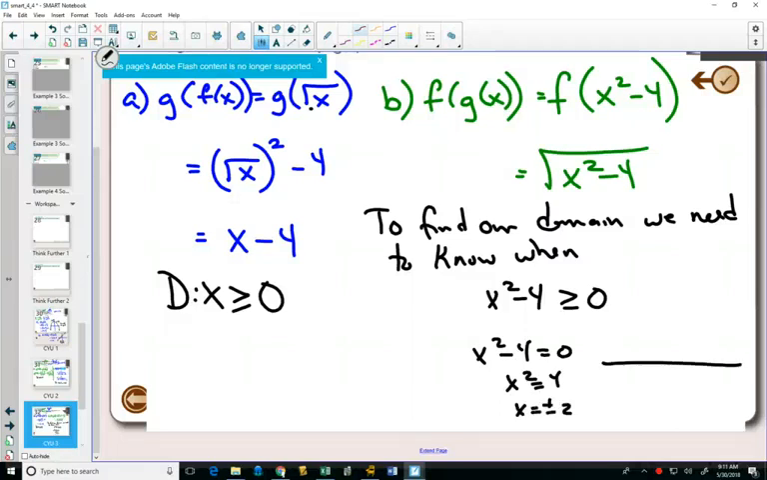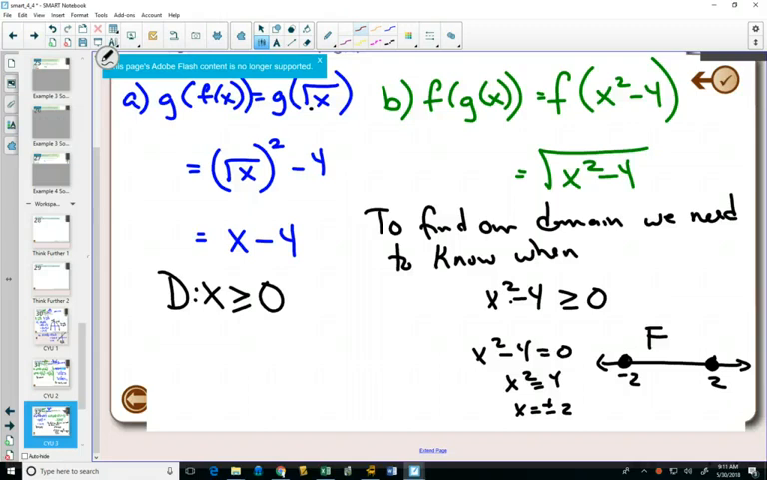We can draw our number line with minus 2 and 2. It can equal 0, so those could be filled in. And you could find out where is it true, where is it false. You can find out where it's true or false in two different ways. The most common way is plugging in test values. Test something between negative 2 and 2. Try 0. 0 minus 4 is negative 4. Is negative 4 greater than or equal to 0? False.